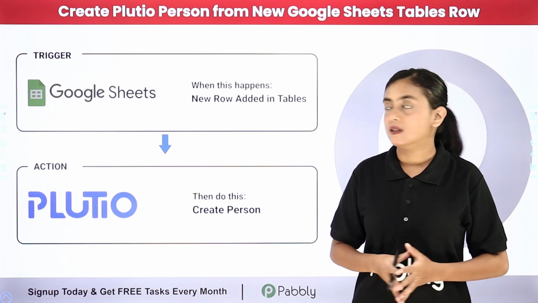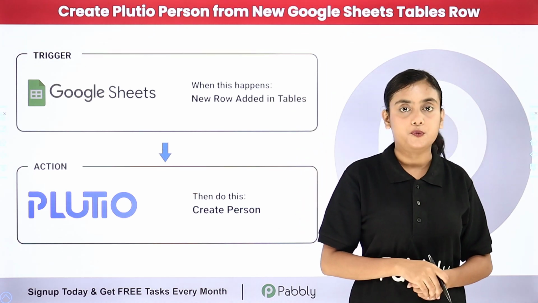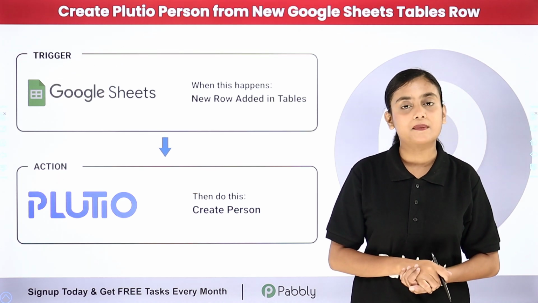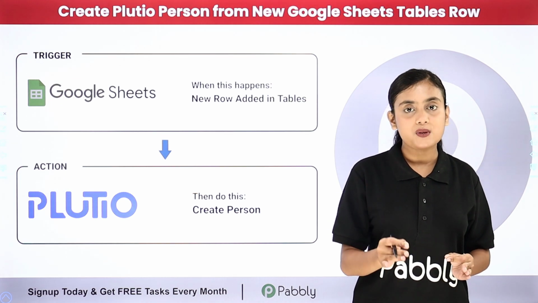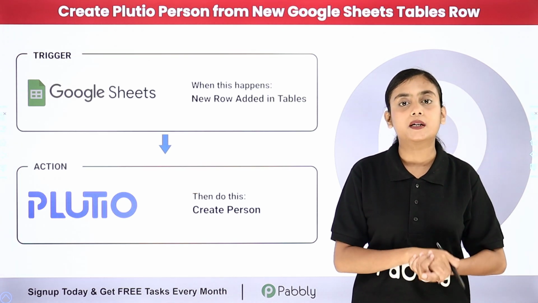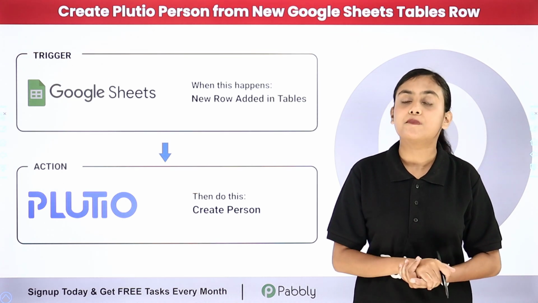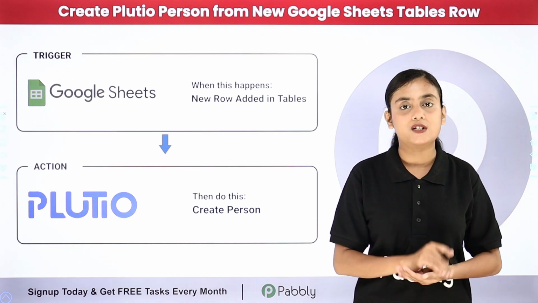In this video we're going to learn how to create a Plutio Person from a new Google Sheets tables row. So I am the owner of a business and I manage the data of my leads in a Google Sheets table that I've created. I want that as soon as I enter the data of a new lead in my Google Sheets tables row, that lead is created as a person in my Plutio account. And if I do this manually, it is going to take me a lot of time.